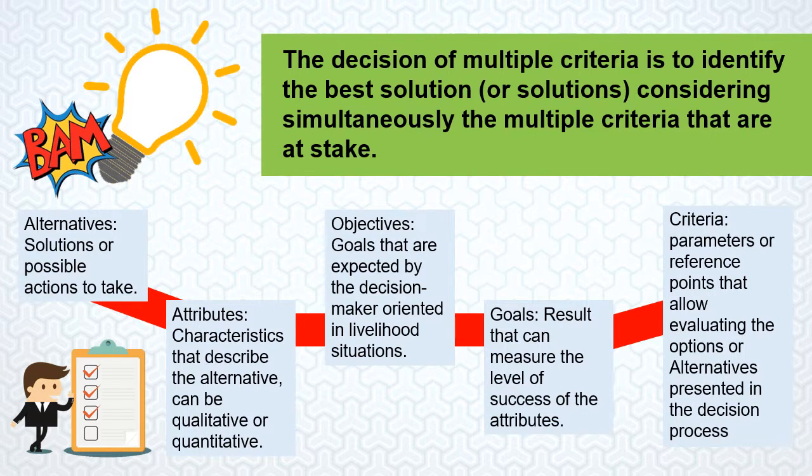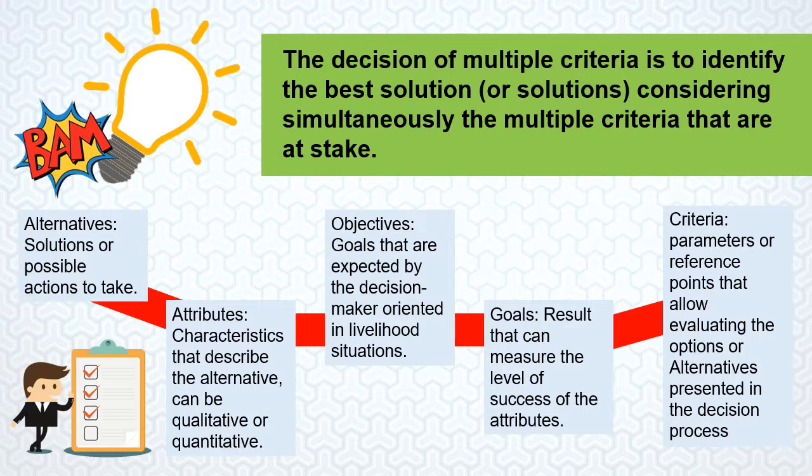Multi-criteria decision-making is about identifying the best solution or solutions, considering simultaneously the multiple criteria that are at stake. First, we have alternatives, which are solutions or possible actions to take. Next, attributes, which are characteristics that describe the alternative and can be qualitative or quantitative.